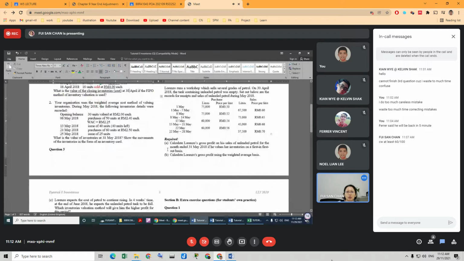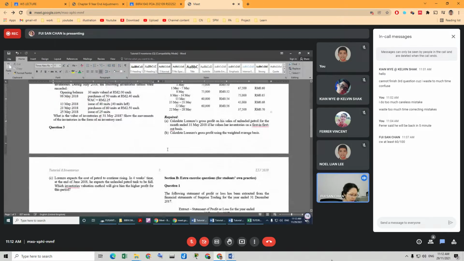But I want to show you question 4. I find that question 4 is the longest one, and in the exam, if they want to test you, they might test you on question 4. Question 4 is actually 2 methods. So in your lecture, you have 2 methods, right? First in, first out, and weighted average, correct? Yes. First in, first out, and weighted average, right?